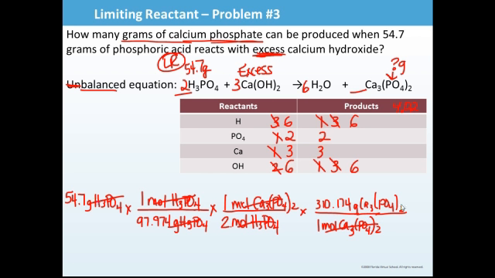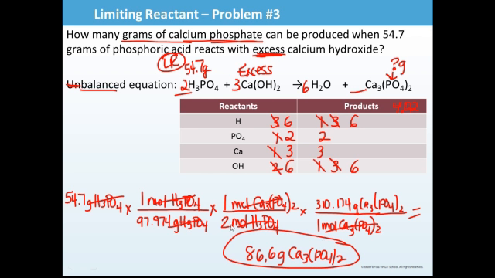We have grams of calcium phosphate, so we're going to put an equal sign, and we are going to multiply everything on the top, and then we're going to divide by everything on the bottom. The way that I plug it in my calculator is 54.7 times 1 times 1 times 310.174 equals, divided by 97.974 equals, divide by 2, and then you get an answer of 86.58. So with significant figures we need to round to 2, and I get 86.6 grams of calcium phosphate.